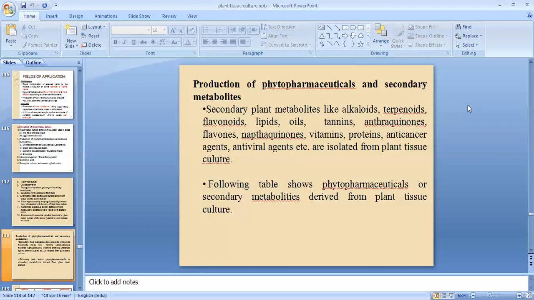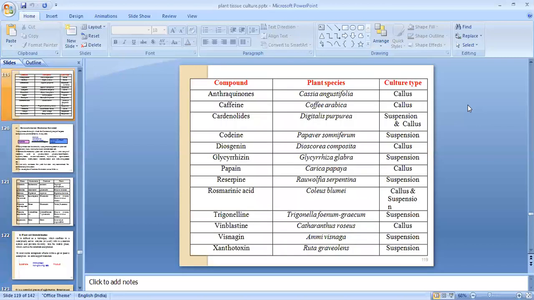Next I'll show you the table of the different compounds, which plant species, and what type of culture is used to produce them. You can see the first one, the anthraquinones, where the plant species used is Acacia angustifolia through callus culture.